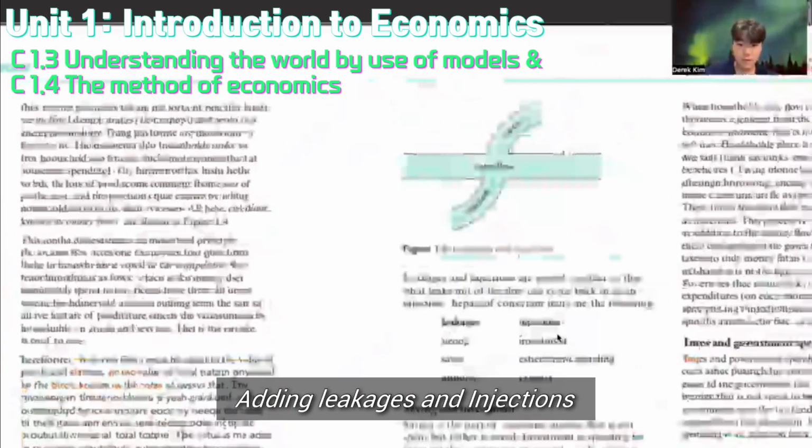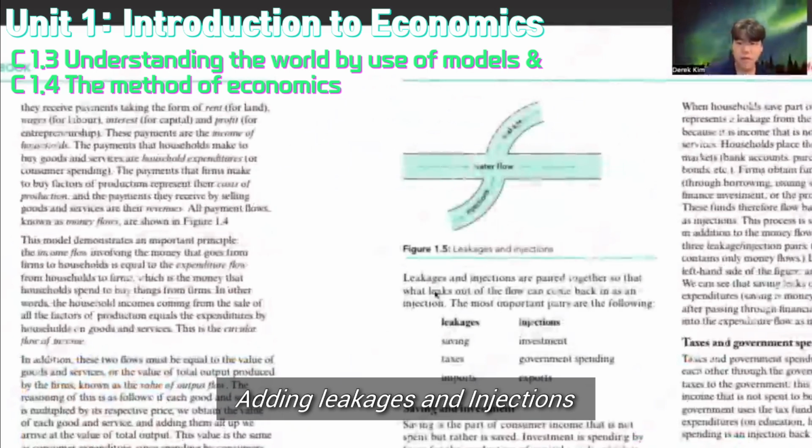Now let's see what leakages and injections are. Leakages and injections are paired together so that what leaks out of the flow can come back in as an injection. The most important pairs are the following. And now the most important pairs are almost only the pairs you need to know during IB exams.